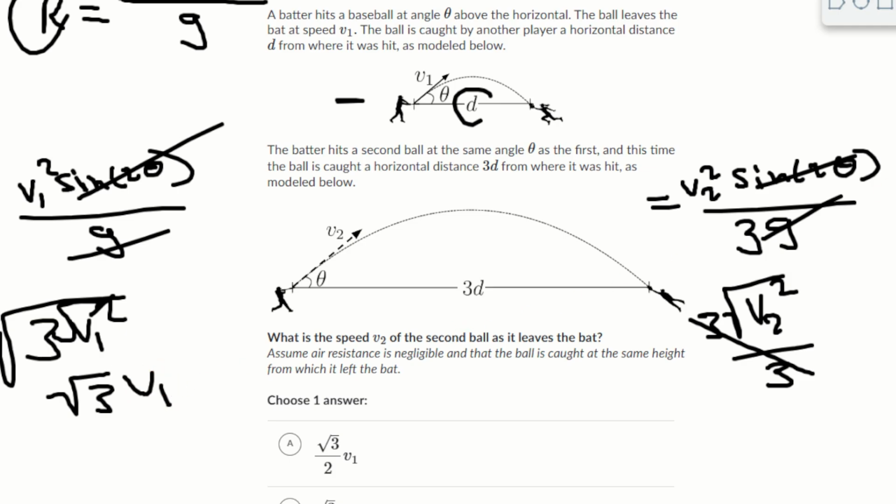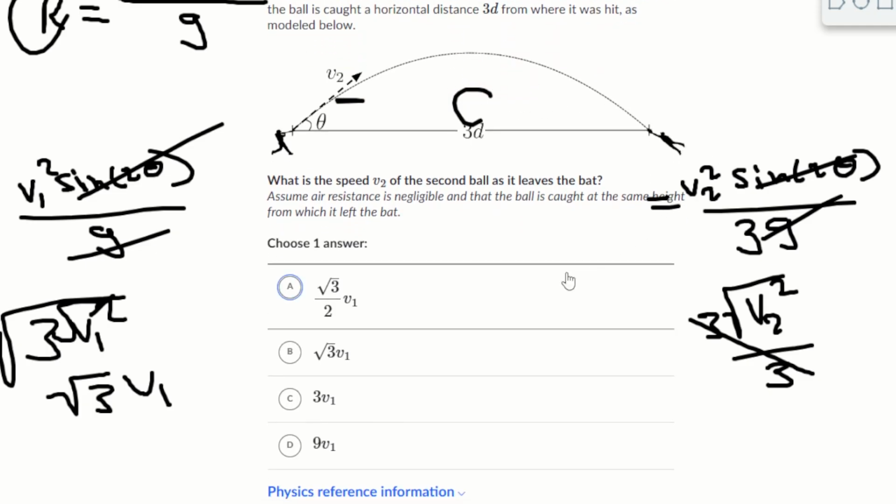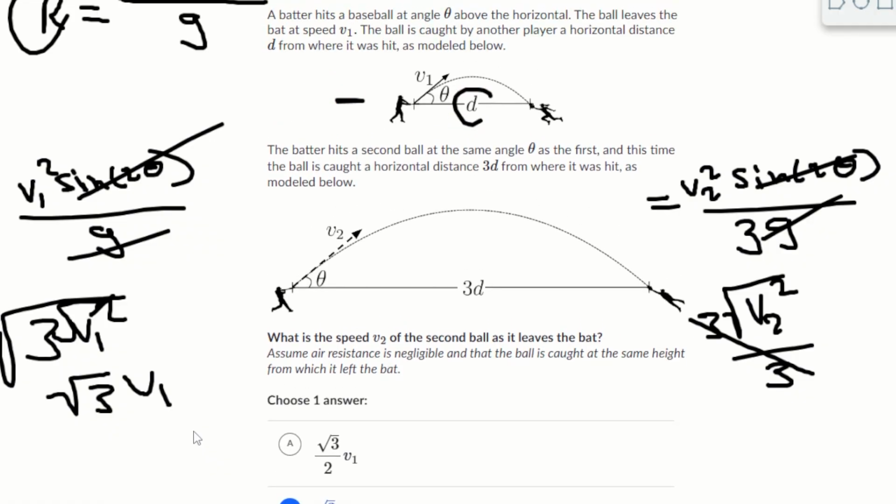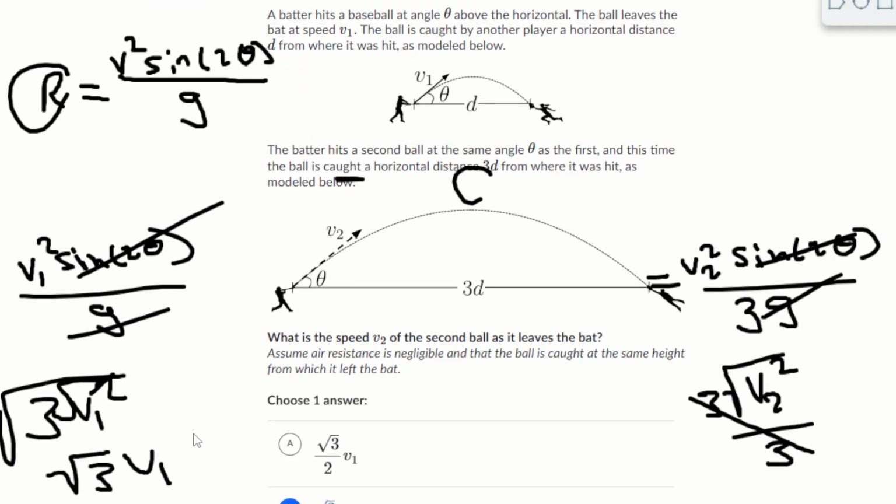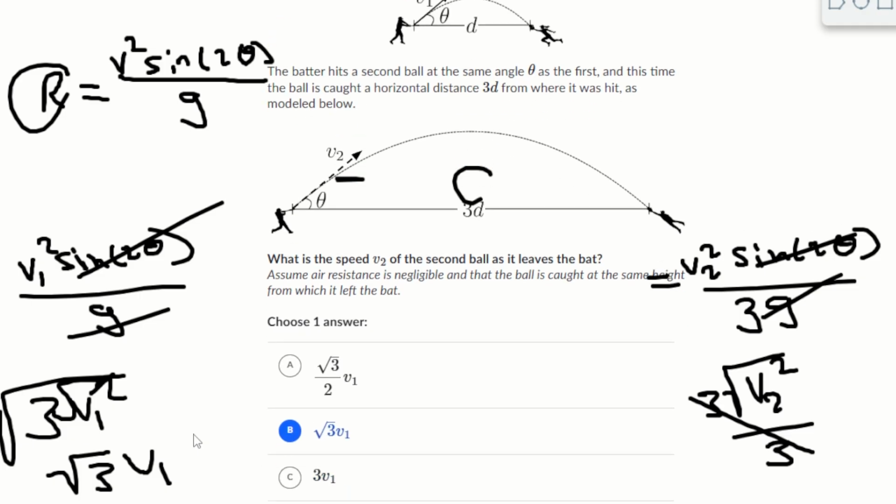And if we look at our answer choices, the one closest to our answer would be choice B, square root of 3 v1. And I know I did that pretty fast, so if you guys didn't understand it, I'd advise you to go through the problem and repeat the video one more time. And if not, please comment down below and I can make a separate video just going over the range equation.